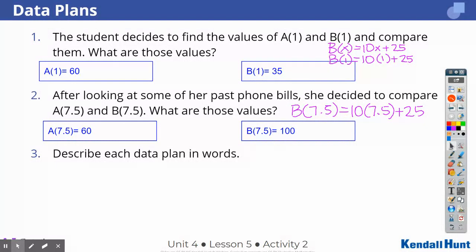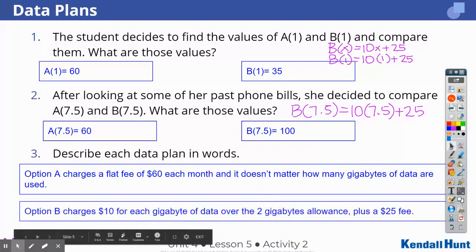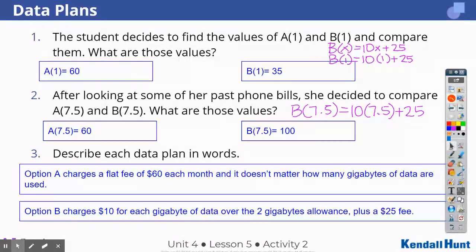So then we kind of need to break these down to describe them in words so that we can tell what we're talking about. If you're looking at 1 gigabyte extra and 7.5 gigabytes extra for plan A, both of them are going to cost you $60. So that plan isn't changing. You're going to have a fixed rate of $60 no matter how many gigabytes you use that month. With option B, though, we're going to be charged $10 for each additional gigabyte plus a $25 fee. And so that's additional gigabytes on top of the 2 that you get with the plan.